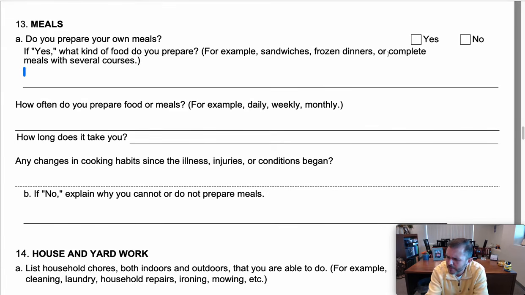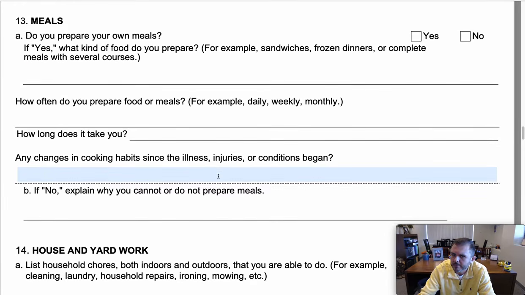And you might need to rethink that because, frankly, if you're disabled, I really doubt that you can do a complete meal with several courses. I don't think that I've ever made a several course meal in my life, but that's just something to consider. So I would usually say simple meals in microwave, if that is the case. That's a very common answer I get from clients in hearings.